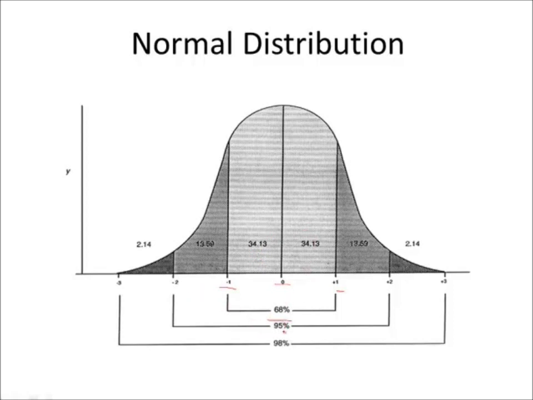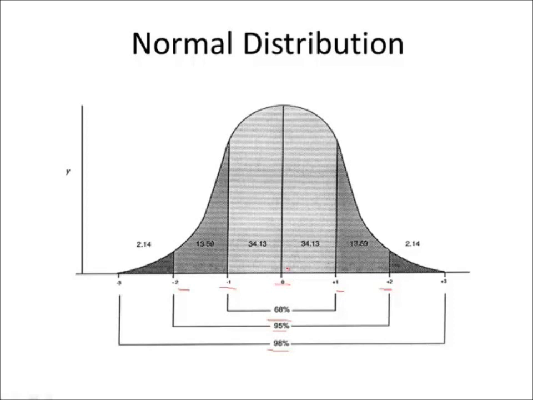Now, for 2 standard deviations, we have 95% lying between -2 and +2. What that's saying is that 95% of the observations will be within 2 standard deviations of the mean. And likewise, 98% of the observations will be within 3 standard deviations of the mean.